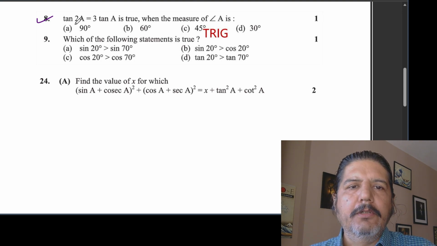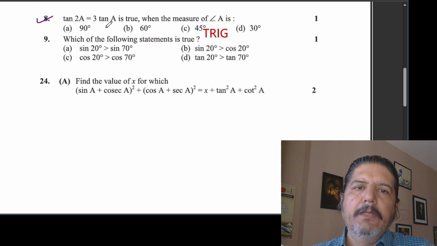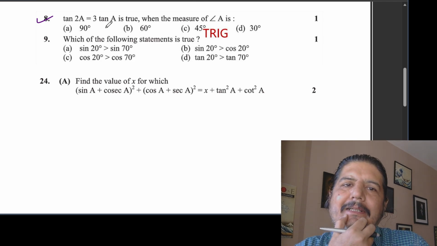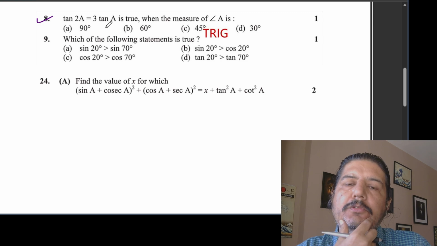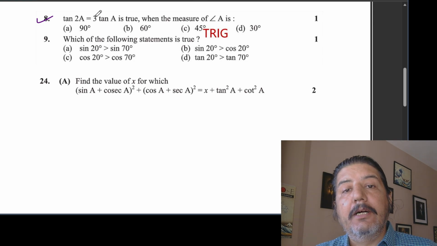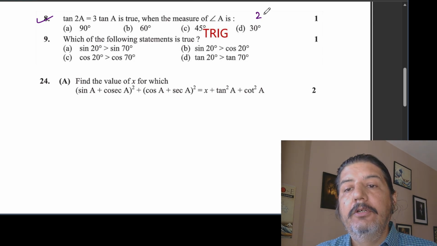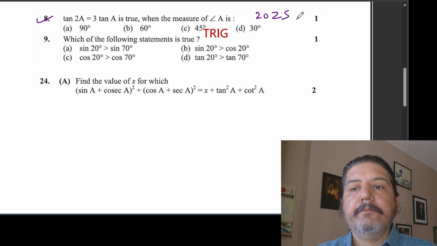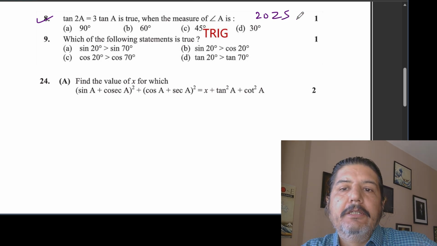Let's look at the next question. Tan 2a is equal to 3 tan a. Now, strictly speaking, this is a trigonometric equation. This is for CBSE students, you will learn this in class 11th. But now that it has been asked in the 2025 class 10th board exam, how do we do it?